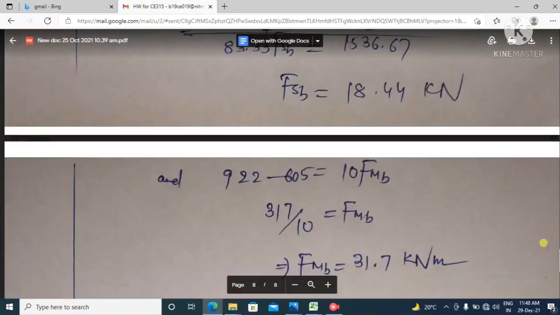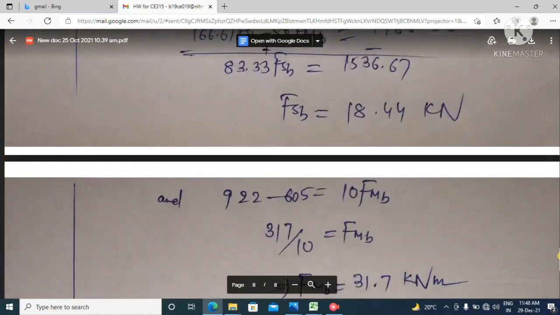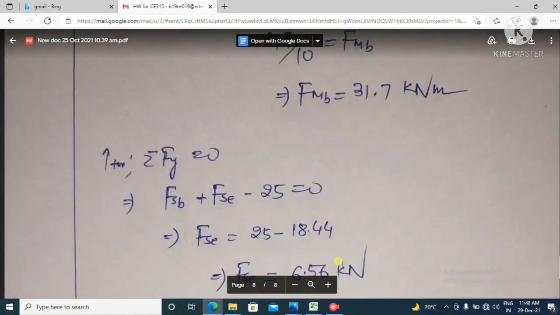So here I have written. I have calculated, and I have got FSB equal to 18.44 kilonewton. You all know how to solve this two equation, two variable system. Now we got FMB and FSB.